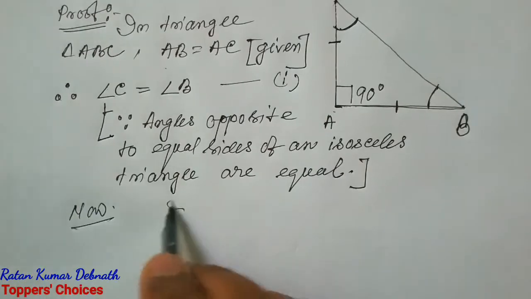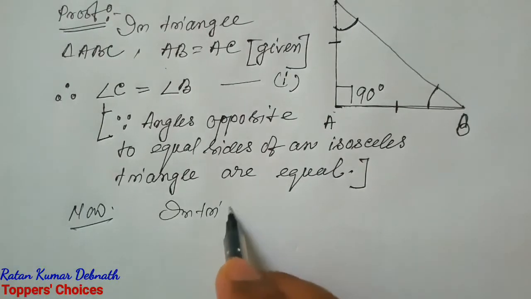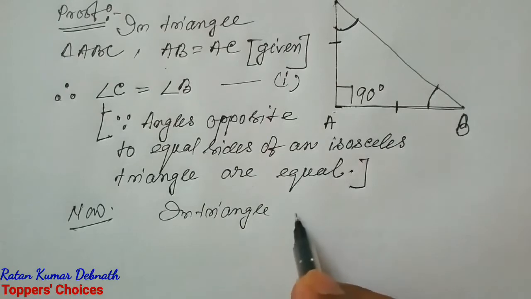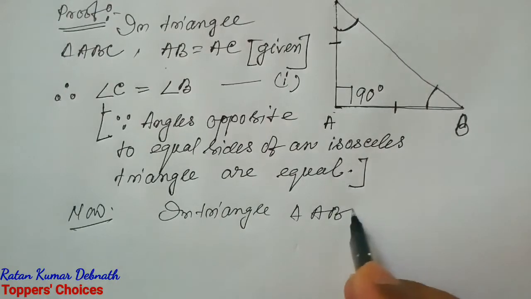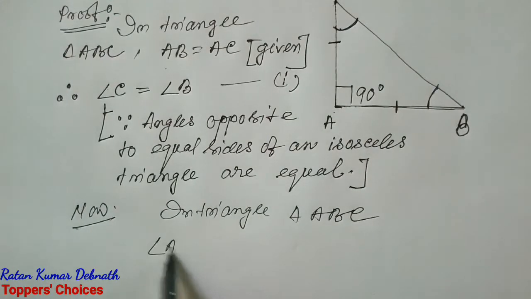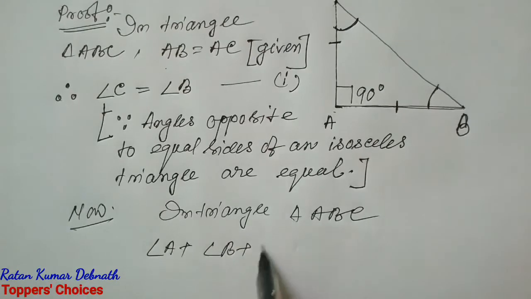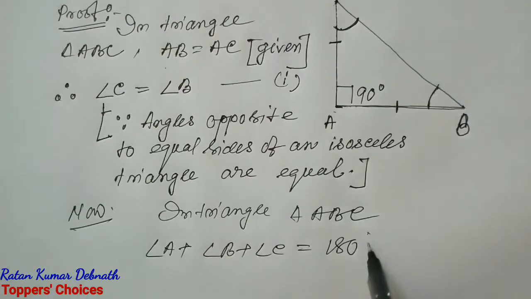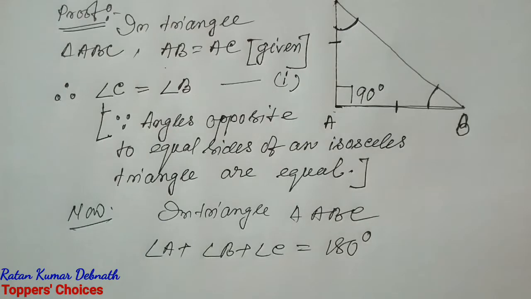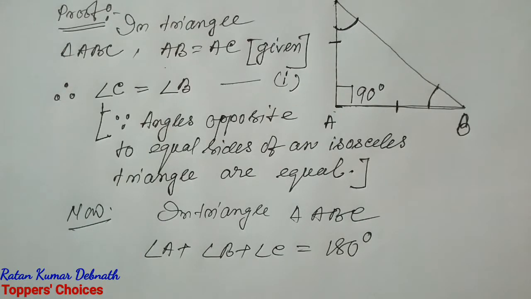Now in triangle ABC, angle A plus angle B plus angle C equals to 180 degree, as we know that sum of all the angles of any triangle is 180 degree. This is angle sum property.